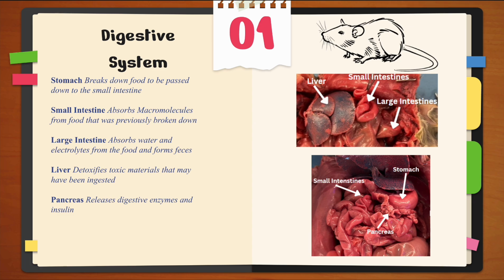Next, we'll be looking at the pancreas. The pancreas has both digestive and endocrine functions. It releases digestive enzymes like amylase and lipase to break down carbohydrates and fat. The main part it plays when it comes to rats is producing insulin, which helps regulate blood sugar level.